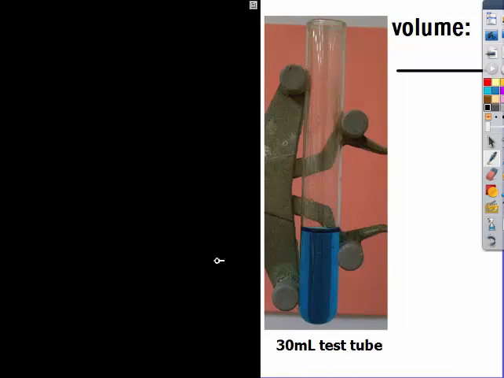So this is a 30 milliliter test tube. Our liquid line is to here. Go ahead and pause the video and write down what you would record the volume of this liquid to be.